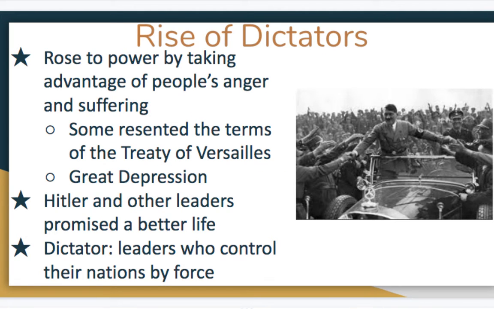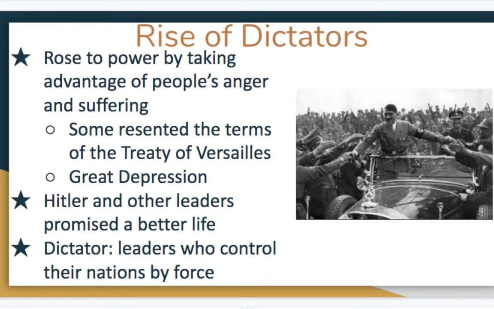The first thing you're going to see is a rise of dictators, and these are people who rise to power by taking advantage of other people's anger and suffering. We typically see this in countries that are going through a recession or depression. Some people rejected the terms of the Treaty of Versailles and looked for somebody who's going to make their life a little bit better. Meaning, I'm very unhappy with what I am, and I need to find somebody else.